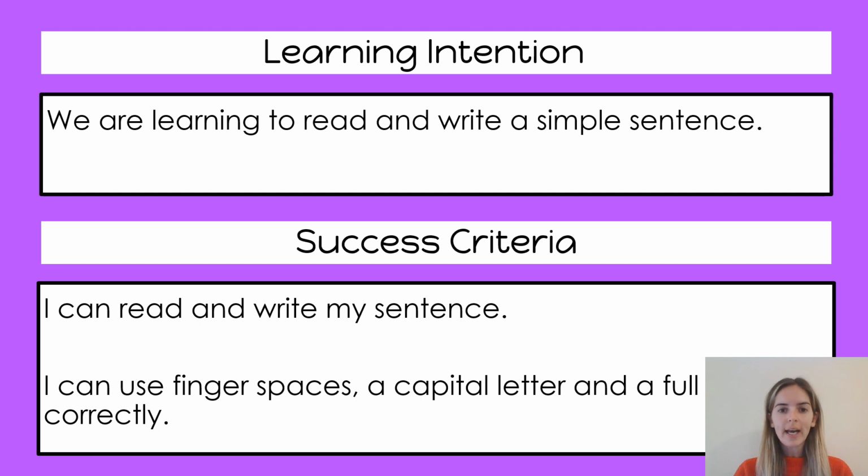Now let's have a look at our learning intention and success criteria for today. Our learning intention says, we are learning to read and write a simple sentence. And our success criteria says, I can read and write my sentence, and I can use finger spaces, a capital letter, and a full stop correctly.